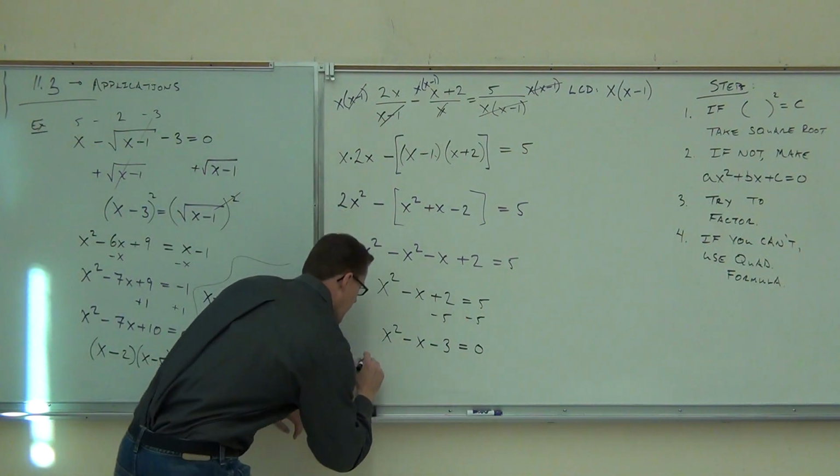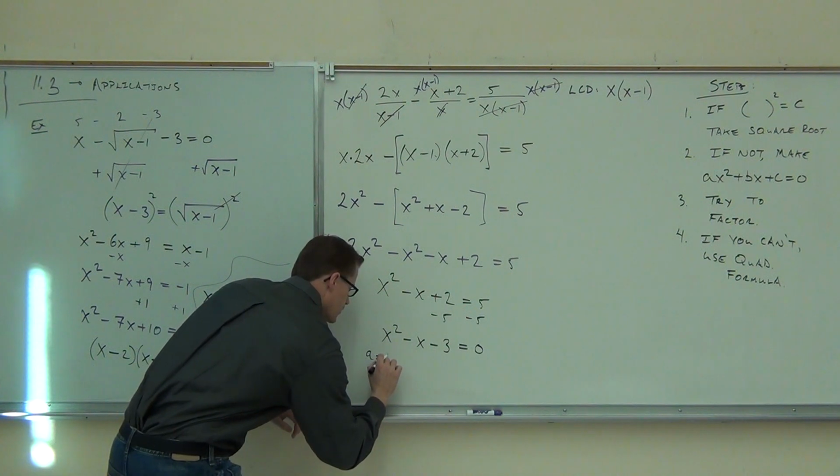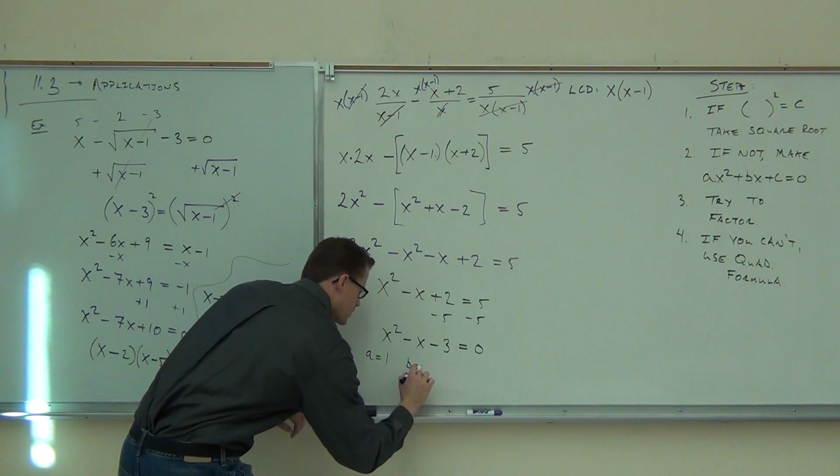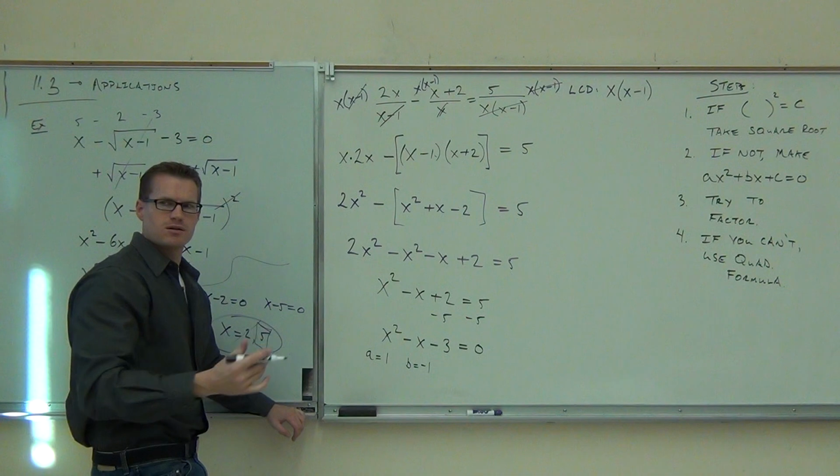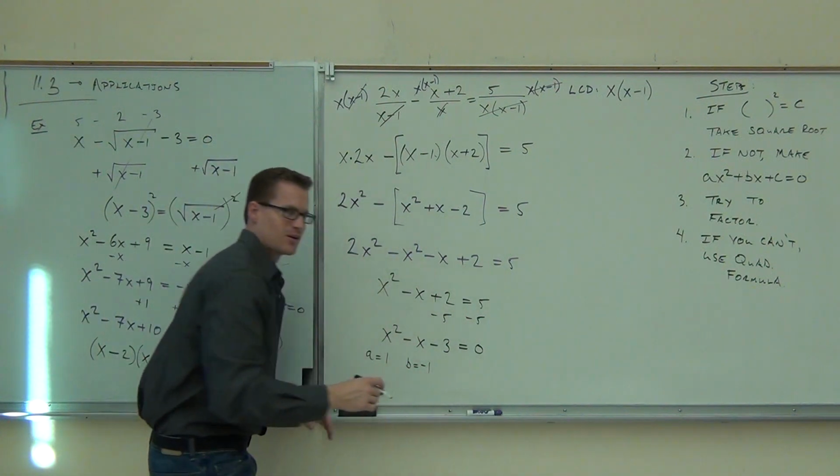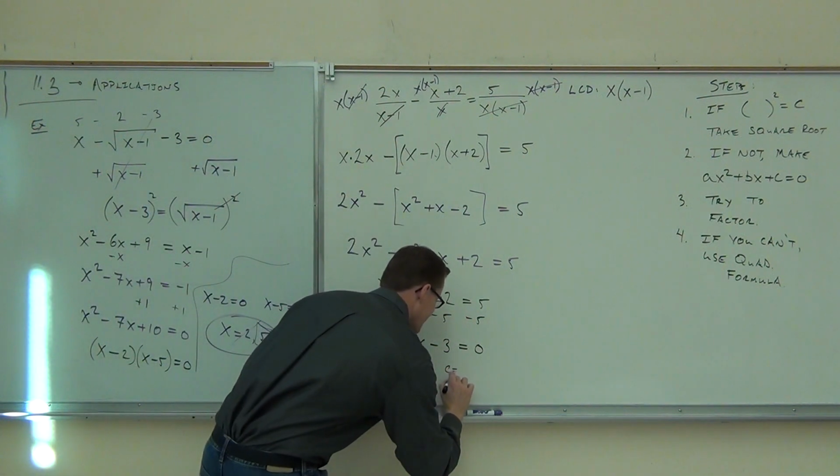Okay, so A, folks, is how much? 1. Everybody, B is how much? 1. That's not everybody. Come on, play along. Negative 1. Oh, good. You played along twice. How about C? Negative 3.